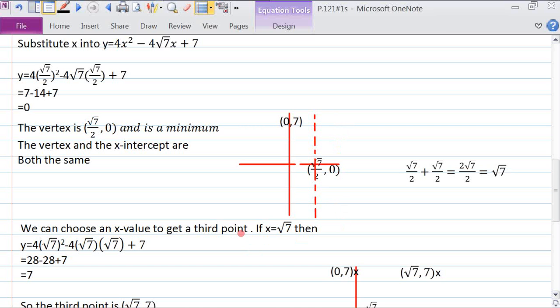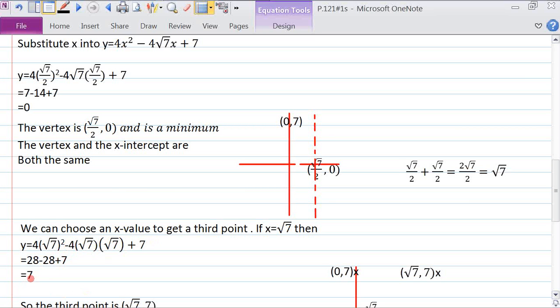x equals root 7. And if we substitute that into the original equation, we get 4 times x squared, which is root 7 squared, minus 4 root 7 times x, which is root 7, plus 7. So root 7 squared becomes 7. 4 times 7 is 28. The root of 7 times the root of 7 is 7. Minus 4 times 7 is 28, with a minus sign on it. And then we've got the plus 7.